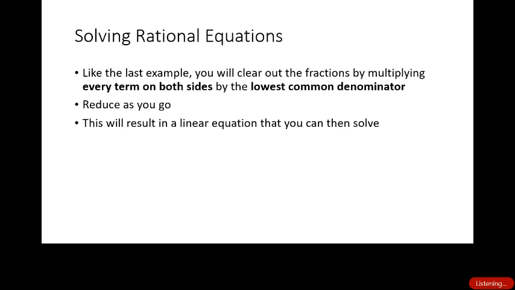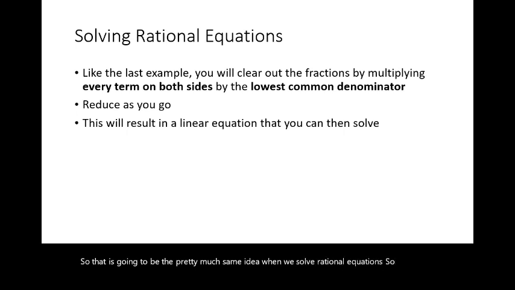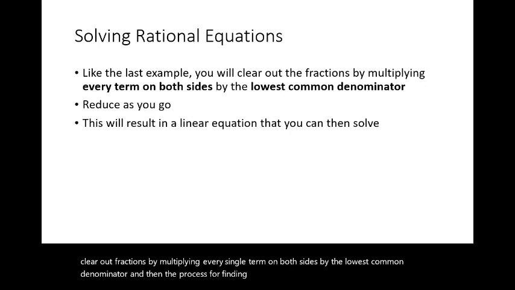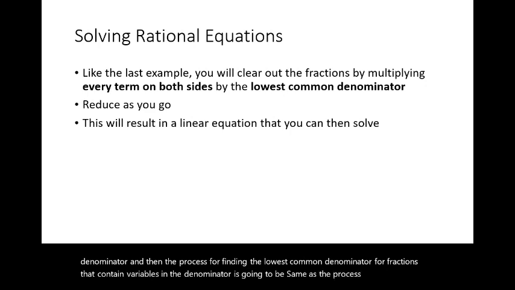That is pretty much the same idea when we solve rational equations. You can clear out fractions by multiplying every single term on both sides by the lowest common denominator. The process for finding the lowest common denominator for fractions that contain variables in the denominator is going to be the same as the process that we've used in the last two videos. The key is we're going to reduce as we go, and that should eliminate the fractions. This will result in some sort of equation, either linear or quadratic, that you can solve.